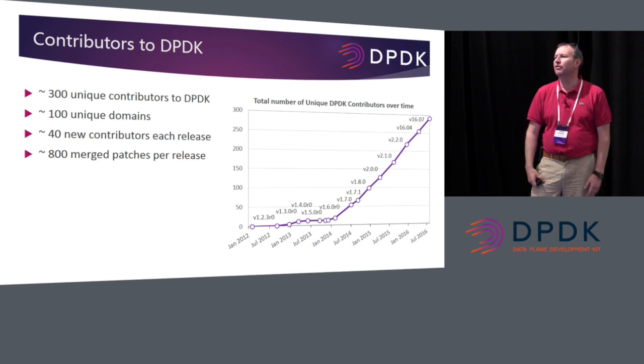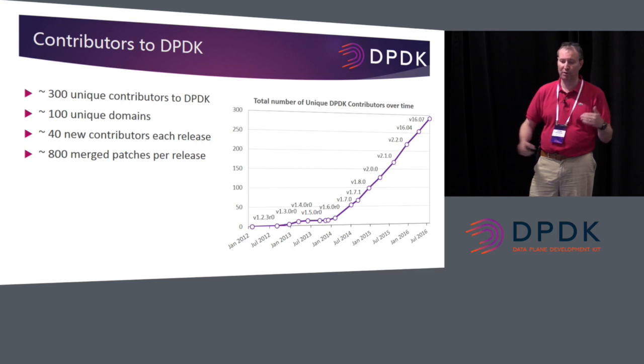Typically, we have about 800 merged patches per release, and that's something to bear in mind. So that's 800 patches that get merged. In the last release, it was actually 900. And given that most patches get to about V3, V4, that means we have between 2,500 and 3,000 patches that need to be reviewed in that 3 to 4 month period. So that's just something to keep in mind.